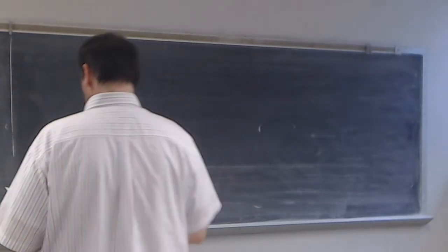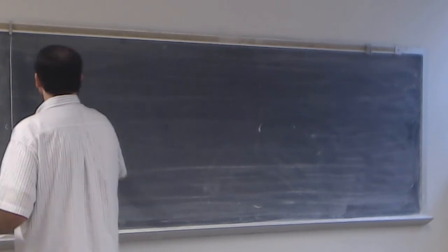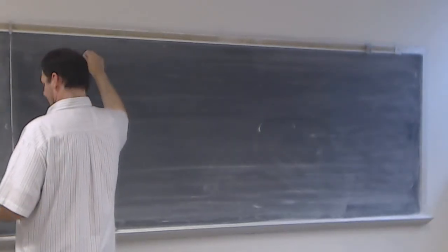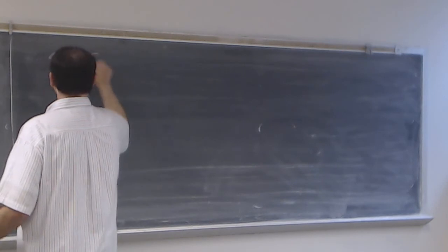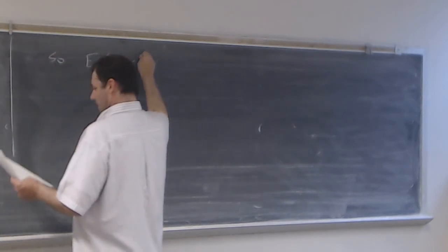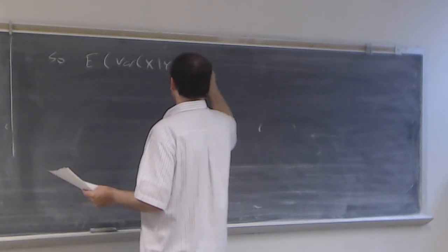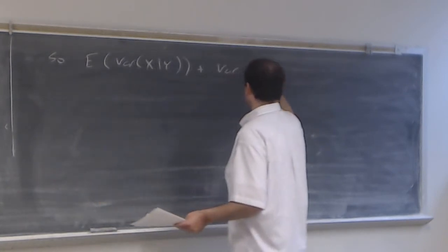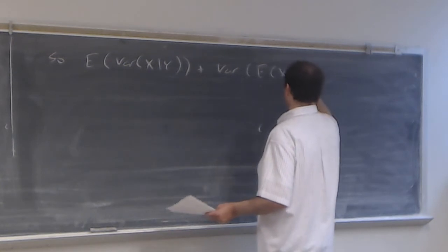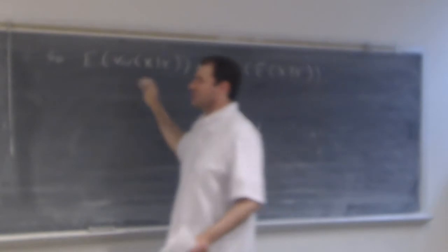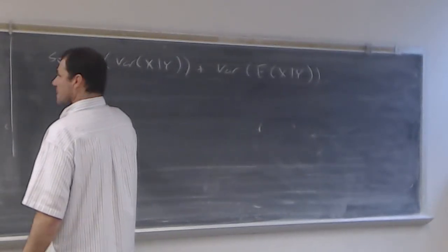So, from that right-hand side, what we had was the expected value of the conditional variance of x given y, plus the variance of the conditional expectation of x given y. That's what we said the answer was to the variance of x. Well, we computed what this was. I'm looking at it.